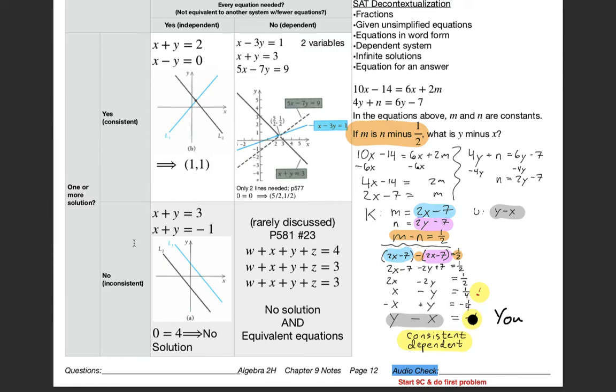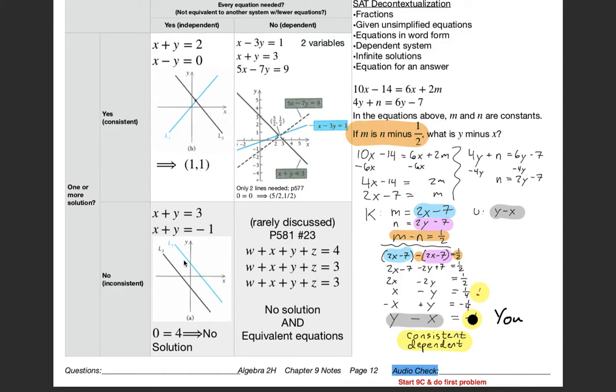So let's take a look at this system right here, and we've seen this before as one of your examples. Is there one or more solutions? When we solve it, we see yes, there is one or more solutions. There it is, right there. There's the one solution. So therefore, it is consistent. Is every equation needed? Another way of asking that, is it not equivalent to any other system with fewer equations? Well, yeah, we need both of these equations. It is not equivalent to another system that has fewer equations. You need both of them here to produce the solution that you have. So it is independent.